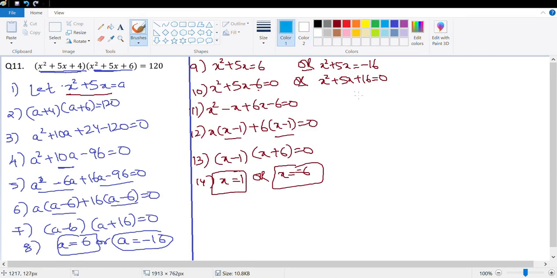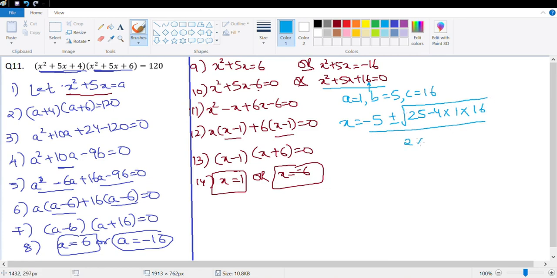Now let's solve the second part of the equation, which was x squared plus 5x plus 16 is equal to 0. I need to find factors of 16, the sum of which is plus 5. So that's 1 into 16, no. 2 into 8, no. 4 into 4, no. Which means we'll have to use the formula. A is 1, B is 5, and C is 16. So x will be equal to negative b, which is negative 5, plus minus the square root of b squared, in that case 25, minus 4 into a, which is 1, into c, that's 16, upon 2a, which is 2 into 1. So x is equal to negative 5 plus minus the square root of 25 minus 4 into 16, that's 64. Yes, that's correct, upon 2. That will be x is equal to negative 5 plus minus the square root of negative 39 upon 2.